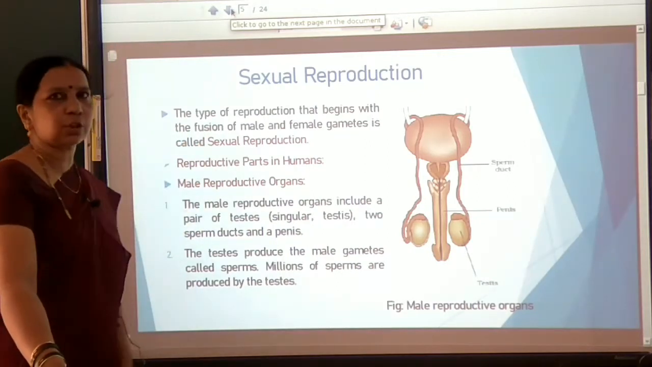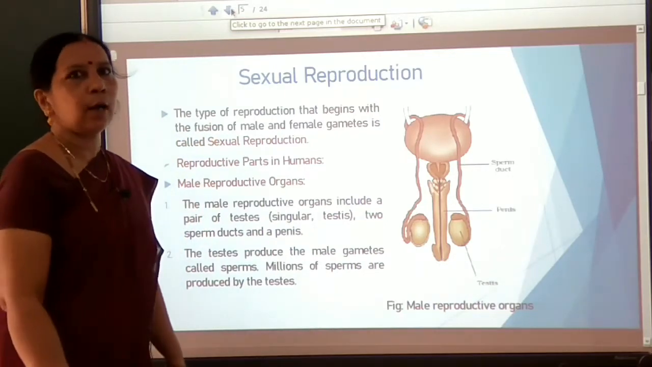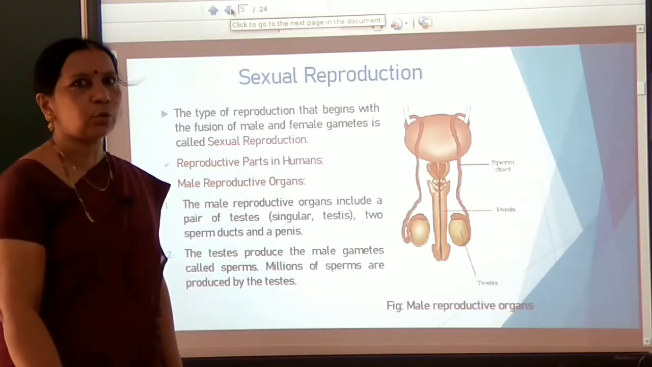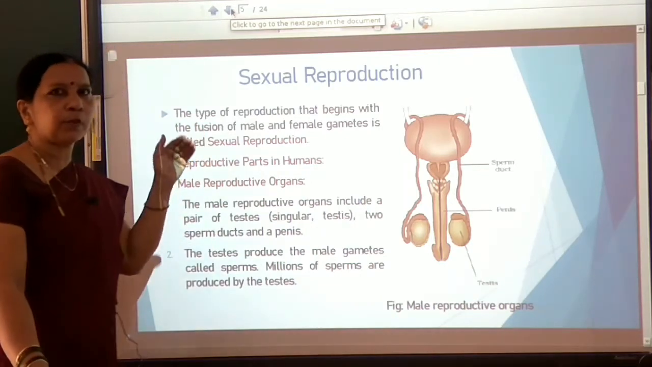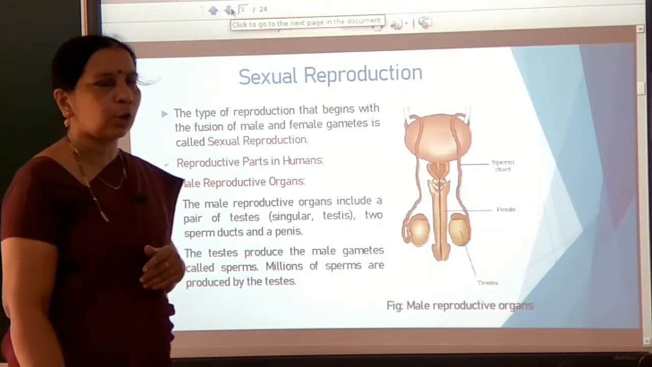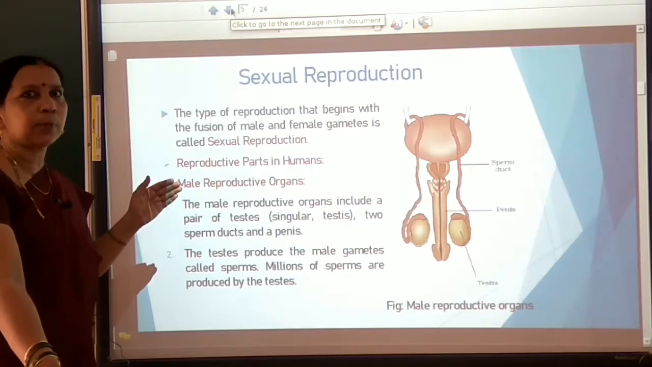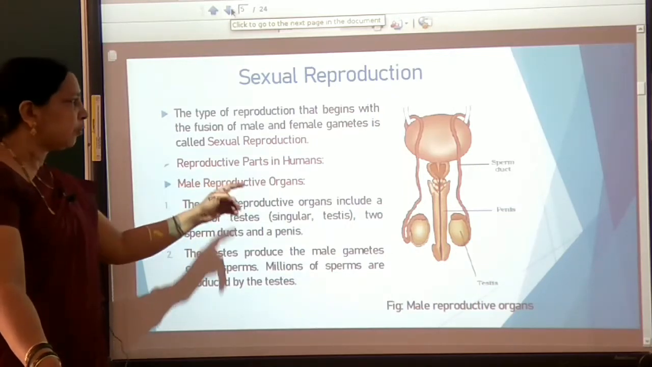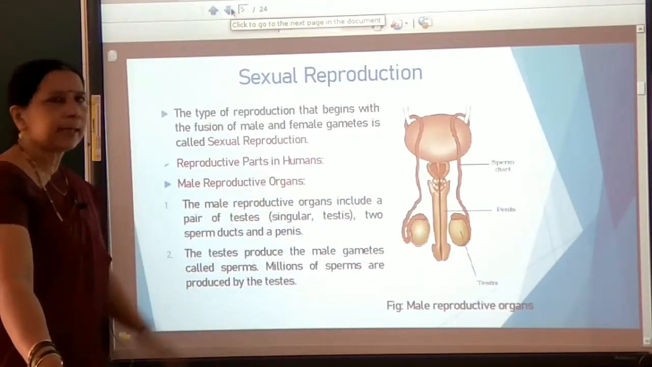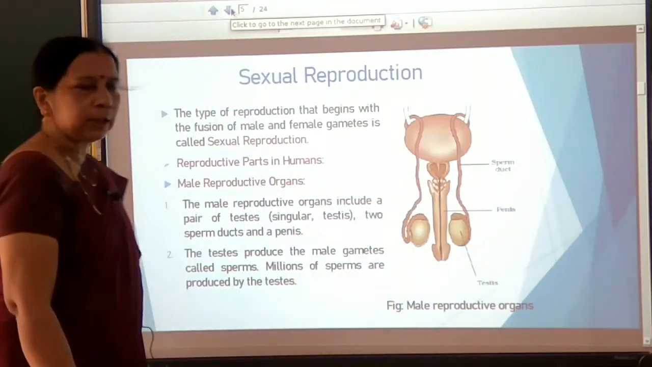The type of reproduction that begins with the fusion of male and female gametes, or sperm and ovum, is called sexual reproduction. So what is sexual reproduction? The type of reproduction that begins with the fusion of male and female gametes is called sexual reproduction. Let us see the male reproductive parts of human beings. Which are the male reproductive parts? A pair of testes, two sperm ducts and the penis are the reproductive parts of males in human beings.